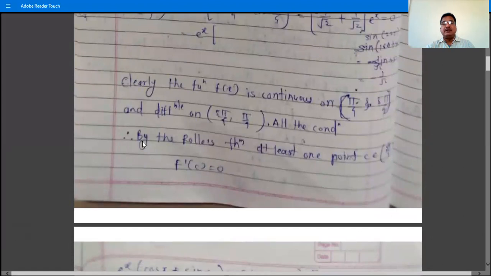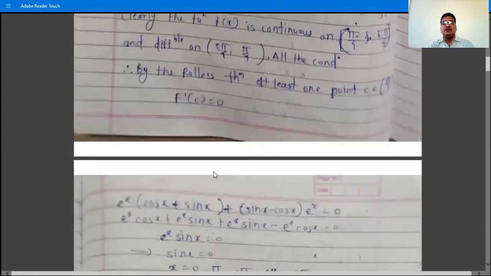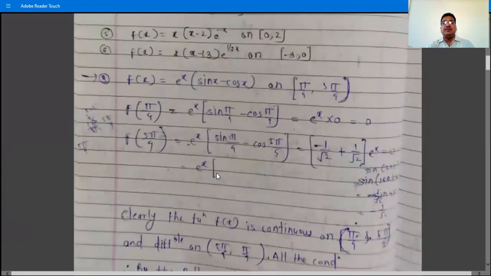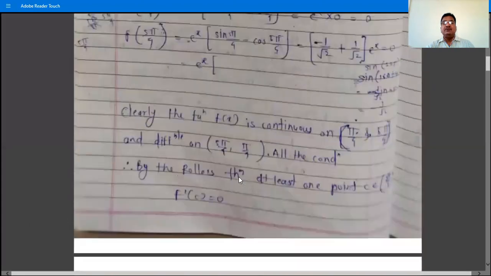theorem are satisfied, and therefore by Rolle's theorem there exists at least one point c belonging to the open interval pi by 4, comma, 5 pi by 4, such that f dash c is equal to 0. So what is f dash c? First find f dash x by using the u into v rule.